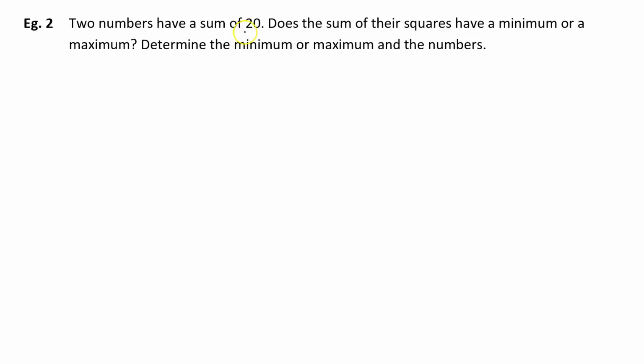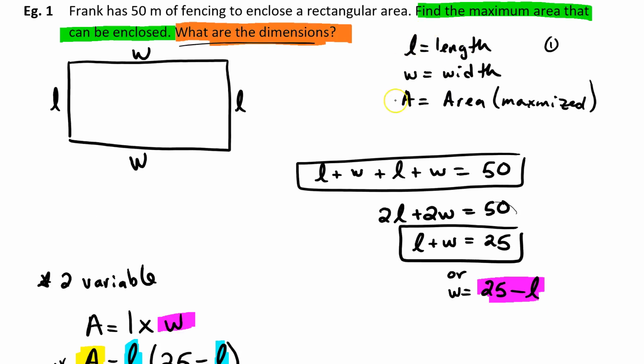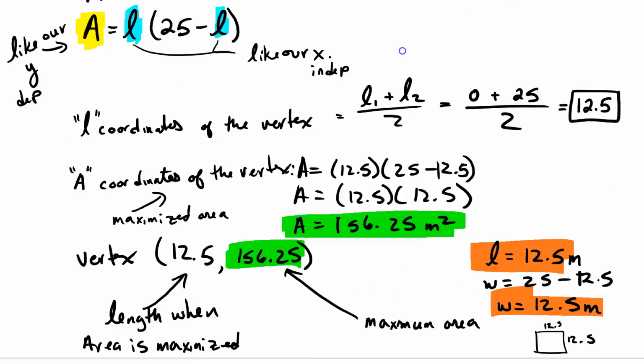Two numbers have a sum of 20. So I can write it down: x plus some other number equals 20. Not 120, simply 20. Does the sum of their squares have a minimum or maximum? Determine the minimum or maximum and the numbers. So what I'm going to do is the exact same thing as I did with my previous question, with my lengths and my widths.